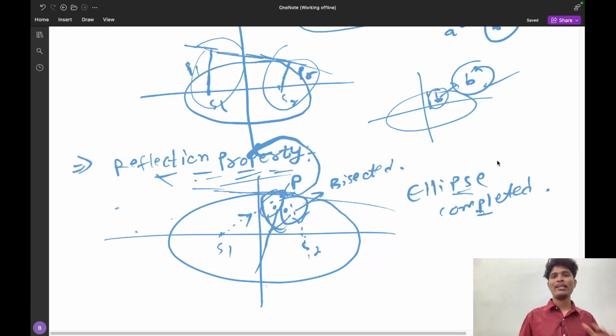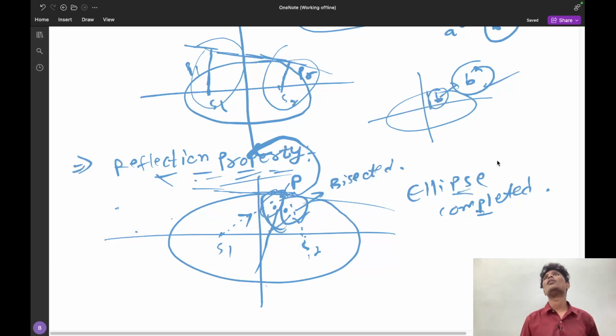And what is the eccentricity relation for the first ellipse? That is b square equal to a square into 1 minus e square. What is the eccentricity relation for the second one? It is a square equal to b square into 1 minus e square. Now comes the important thing. For the first ellipse, the major axis is 2a, but for the second ellipse, the major axis is 2b, and the minor axis will be 2b for the first and 2a for the second.